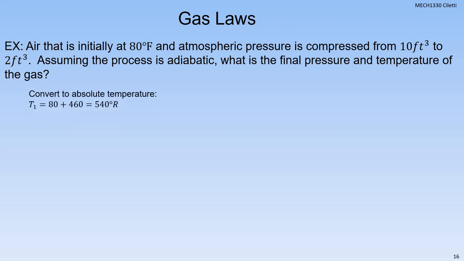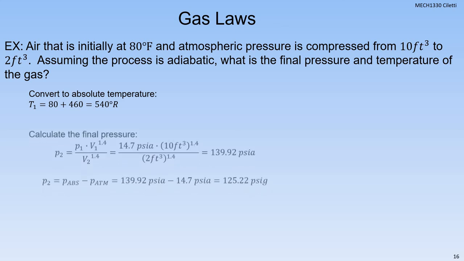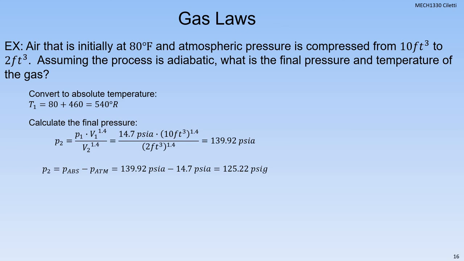First things first, convert to absolute temperature. So you take 80 plus 460. For that one, we're going to calculate our new pressure using the adiabatic process, so you have to use the constant of 1.4. We're going to take 14.7 times 10 cubic feet to the 1.4 power divided by 2 cubic feet to the 1.4 power. Make sure that you use enough parentheses in your calculator to overcome the order of operation issues that could happen here. When we did that, we should get 139.92 psia absolute.